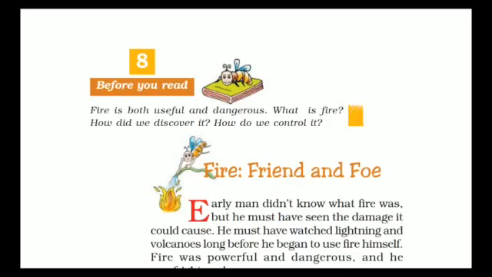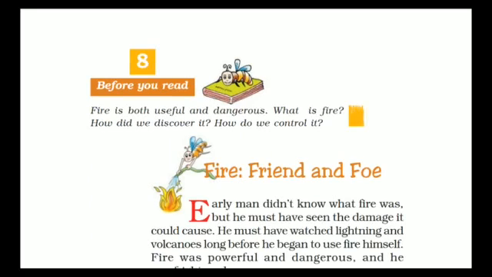Today I'm going to start a new chapter from your Honeycomb book, the NCERT book. We are going to start the eighth chapter of this book, that is "Fire: Friend and Foe." It means fire is a friend, and sometimes it is an enemy. Foe means enemy.